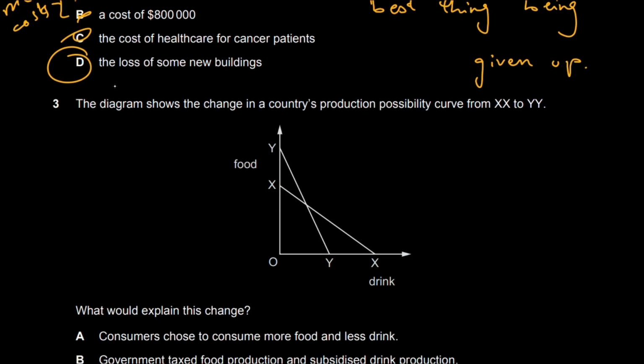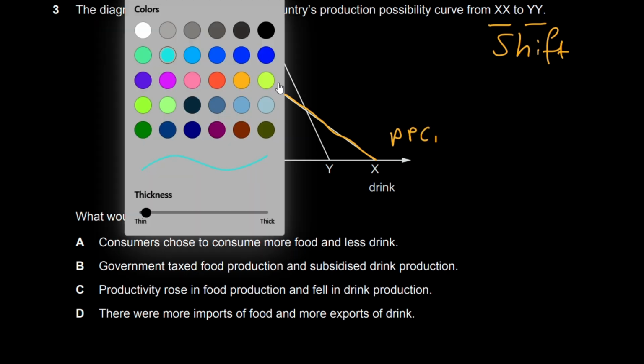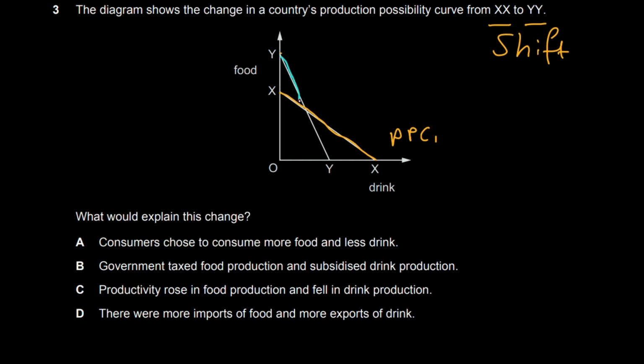Moving on to the third question. The third question states the diagram shows the change in a country's production possibility curve from XX to YY. So if you notice from the diagram, there's a shift, not a movement. There's a shift in our PPC curve. Okay, so this one is our PPC curve 1, while this one, I will just choose another color, is our PPC curve 2.